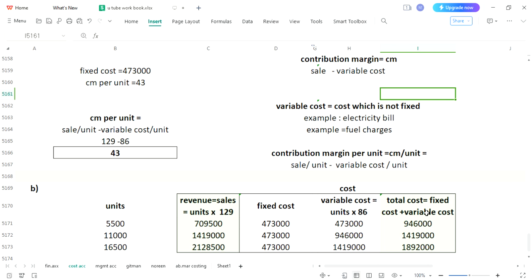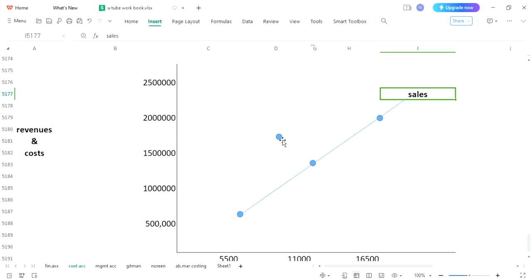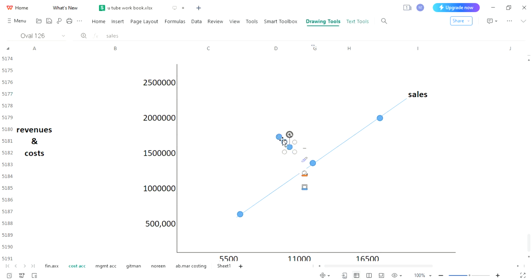Only total cost would be written over here. For 5,500 number of units, your total cost is 9 lakh 46,000. So come over here. Again we need 3 points. So the first cost is 9 lakh. How will you point this 9 lakh? A little under 10 lakh would be your point. In between 5 lakh and 10 lakh, there is a difference of 5 lakh and you will need to put 9 lakh 44,000. So the first point you have mentioned.